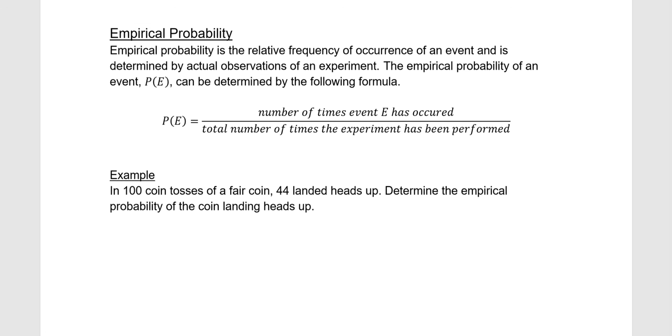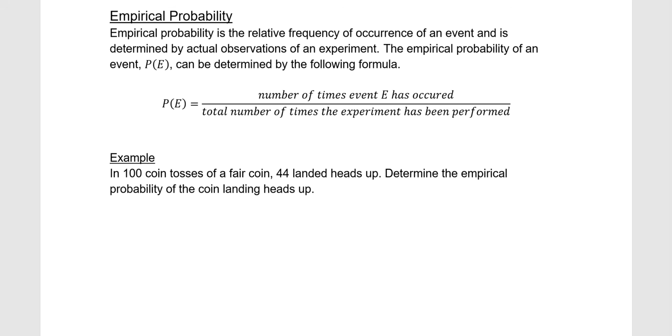Okay, so let's start off with empirical probability. Like we just mentioned, it's also called experimental probability. So this is going to be determined based on actual observations from an experiment. And this is going to be the relative frequency of occurrence of an event. So the relative frequency is essentially just a ratio, and this formula right here is going to be how we determine it. We read that first part as the probability of an event E. It's going to equal the number of times event E has occurred divided by the total number of times the experiment has been performed. So it's just a ratio.